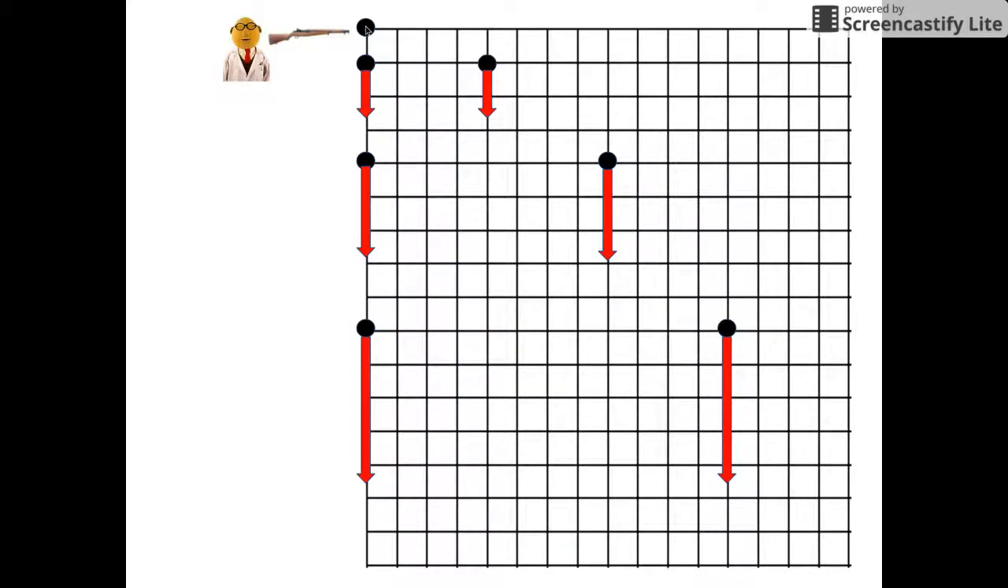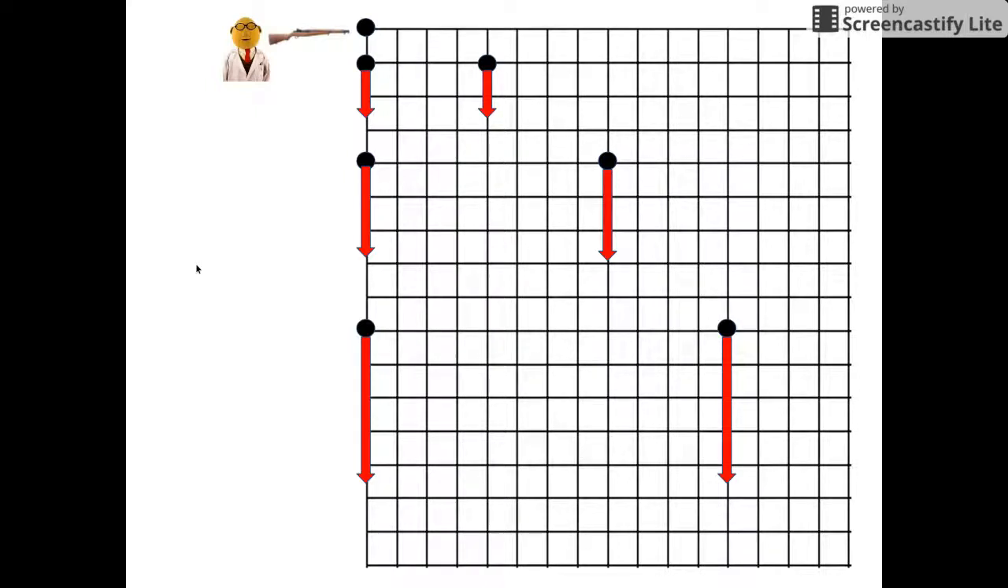So, if you're going to sketch the velocity vectors for a projectile, at 1 second, the vertical velocity is 10 meters per second going down. At 2 seconds, it's 20 meters per second. At 3 seconds, it's 30, etc. It's that simple. Now, what about the other direction?